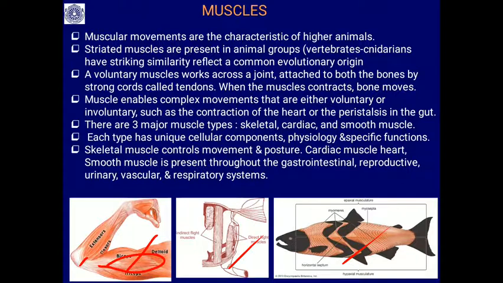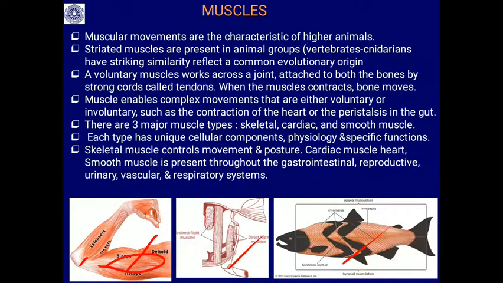So this is how the muscle enables complex movements that are either voluntary or involuntary. You want to walk in a particular direction, that is voluntary movement, and the food that moves in your intestine is involuntary movement. Or else the very important one is a tireless muscle pump. What you see is the heart. The movement of the heart is not in your control, that is involuntary.